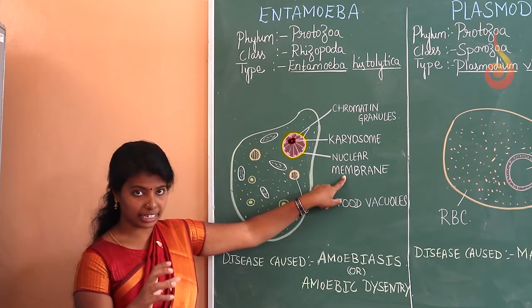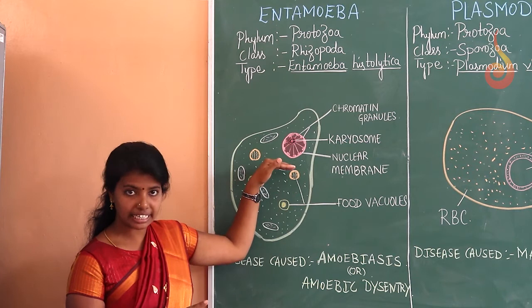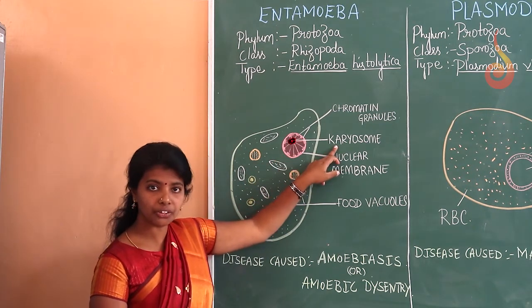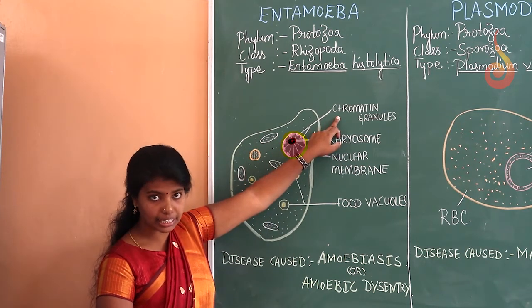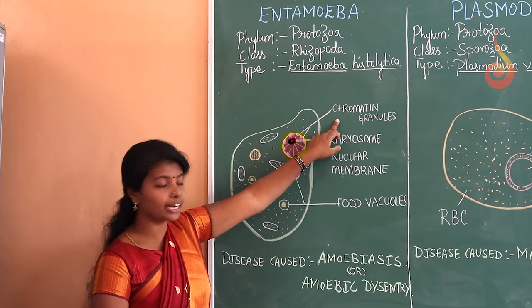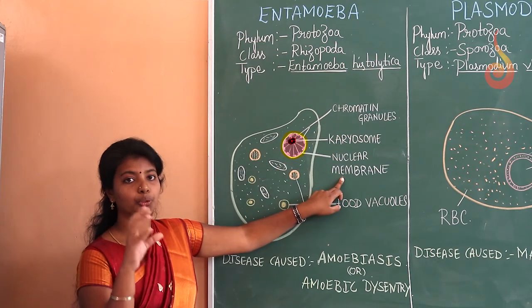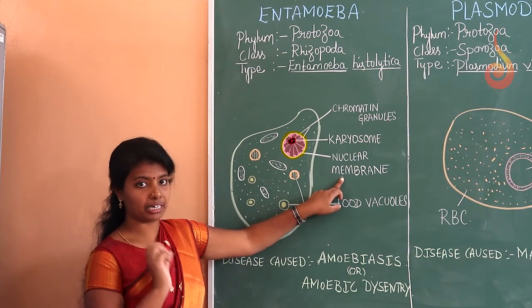Now I repeat again, the nucleus is single, eccentrically placed. It has a central dark spot called the karyosome that is surrounded by a single layer of chromatin granules, and the chromatin granules are enveloped by the nuclear membrane. So you will observe this nucleus within the Entamoeba.